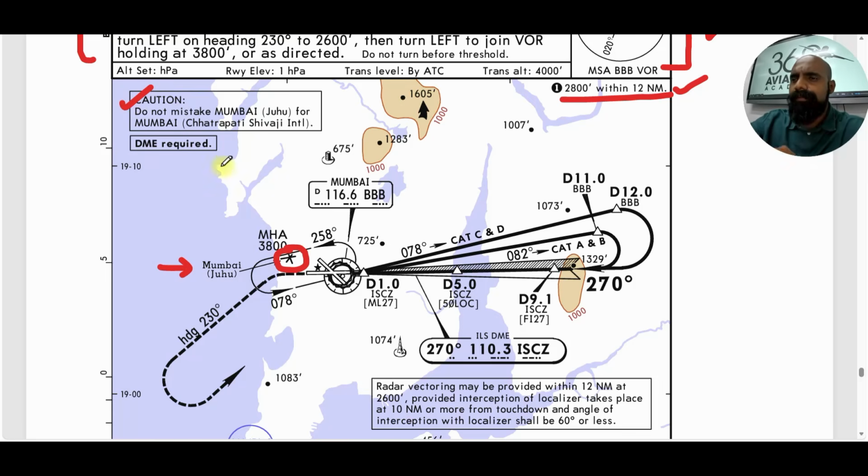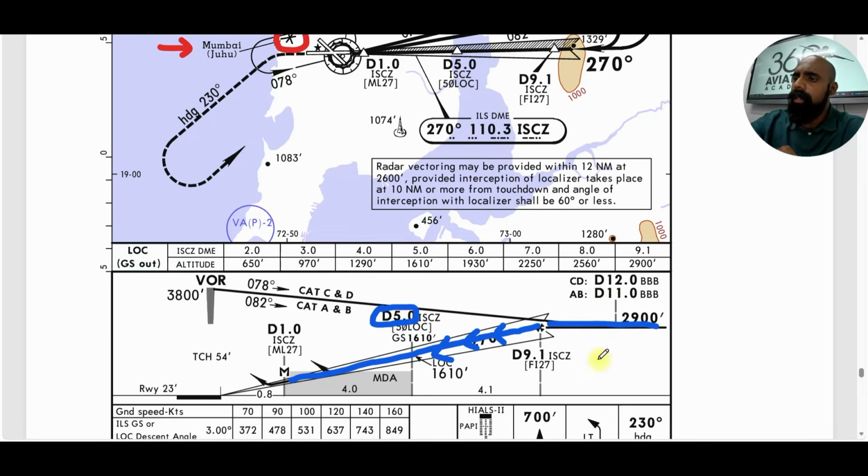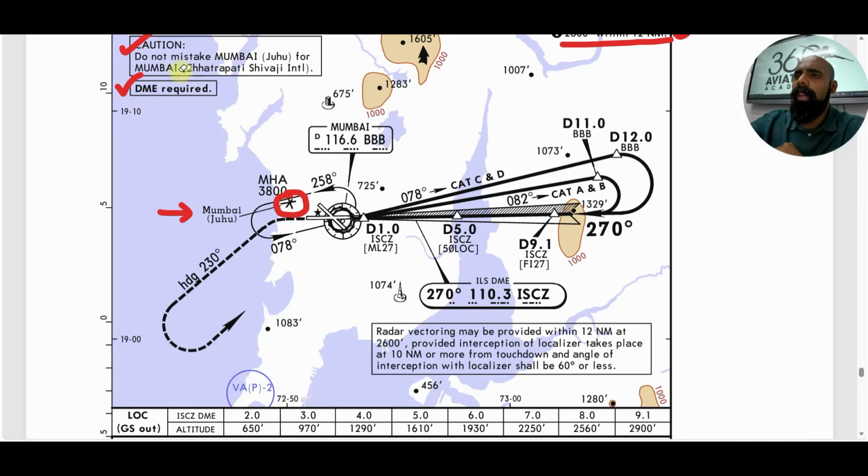And apart from that, they've told you that DME is required. You can see that you need DME information, right? 9.1 miles, 5 miles, all these altitude checks that you need to do will be based on DME information on the localizer. So that's why they're talking about the DME requirement.